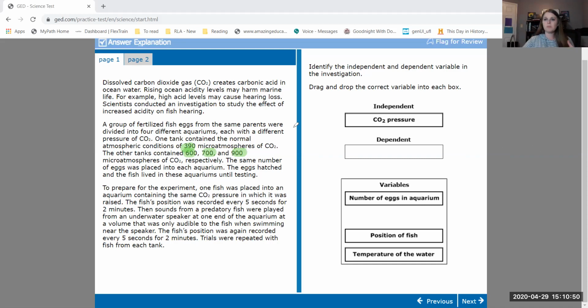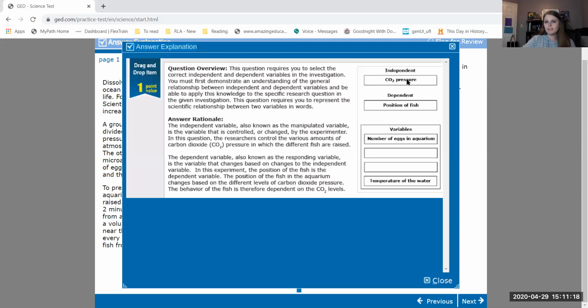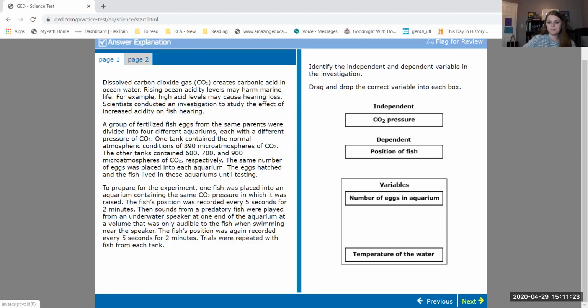Whereas dependent, if someone is dependent on you, they need you. You kind of influence them. So that's the effect of the experiment and what's happening. So what happens because they change the CO2 pressure? Well, I would say that changes the position of the fish. That effect causes them to move or not move away from that fish that wants to eat them. So let's check it there, and we are correct. The CO2 pressure is independent and the position of fish is dependent.